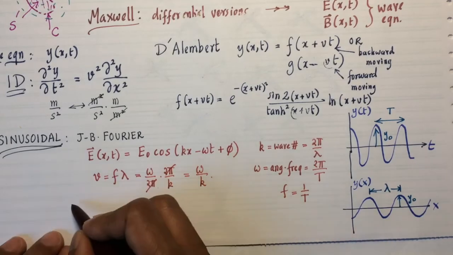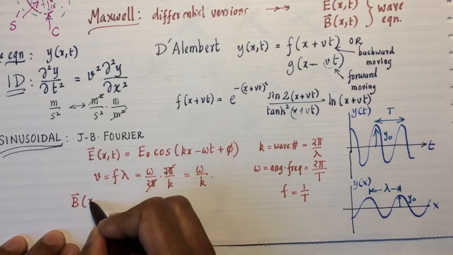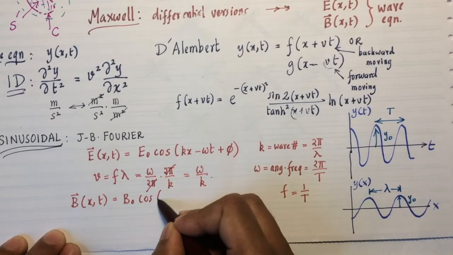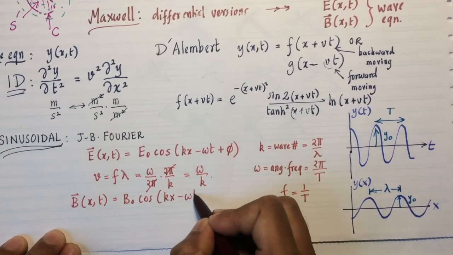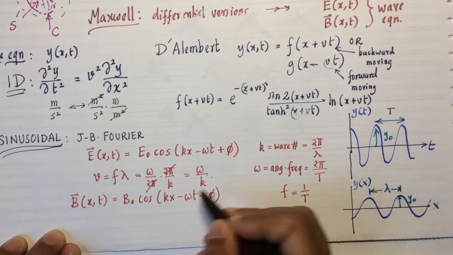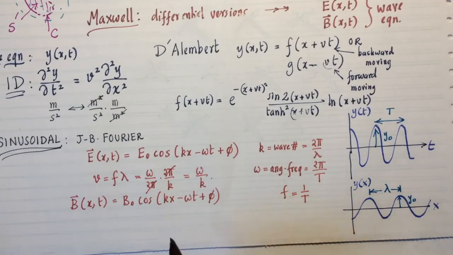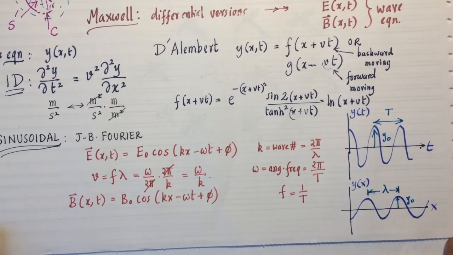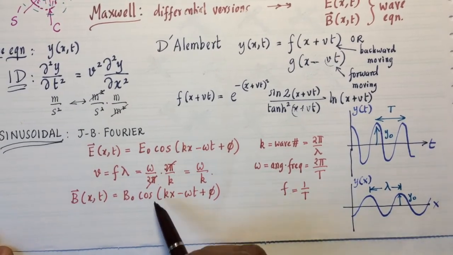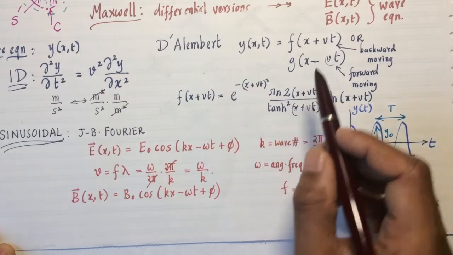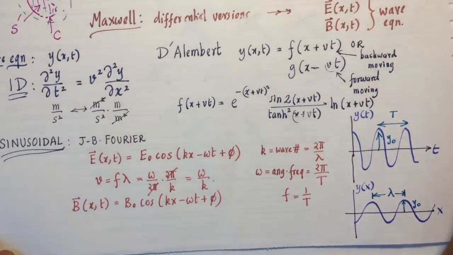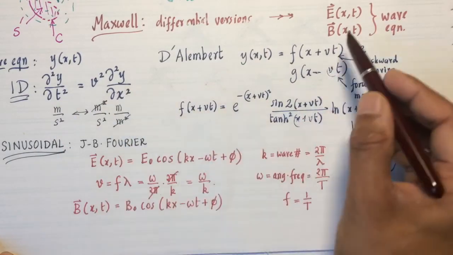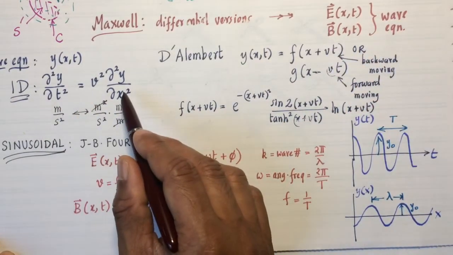Well, once you have that, you similarly have B of x comma t equals B naught cosine (kx minus omega t plus phi). The phase factor phi is not very important right now, but later on in optics, the phase factor phi is everything. So once you have these two, you put it in the wave equation that's satisfied for the E and the B wave. So here I can replace y of x comma t with E of x comma t, and I'll get the same thing, and B of x comma t, I'll get this to be satisfied.